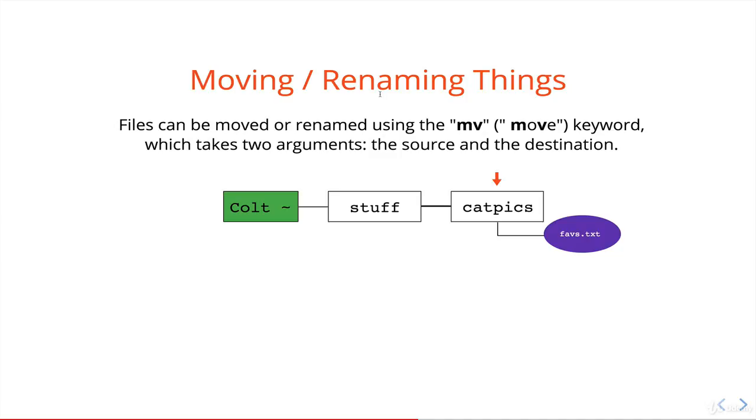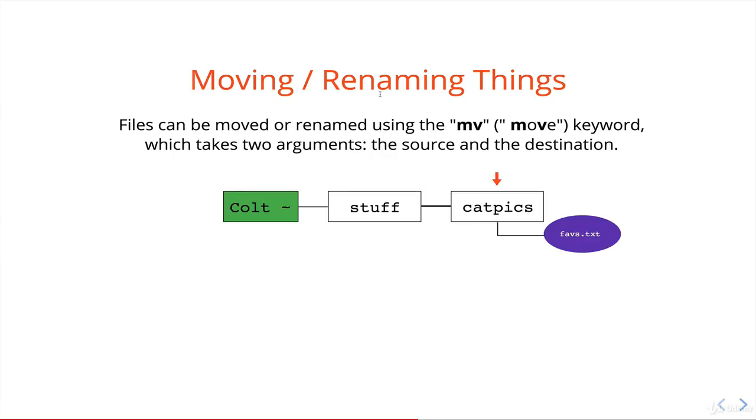So the way that it works is that there are two arguments. You give it a source file, the one that you're targeting, and then a destination, where you want to move it to, or how you want to rename it. So if the destination is in a different folder, the file will be moved to that folder. If the destination is a new name in the same folder, it will rename it. And if it's both, if it's a different name and it's in a different folder, it will rename the target file and then move it.